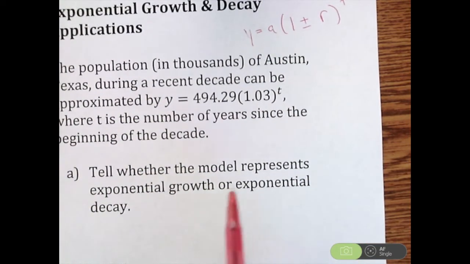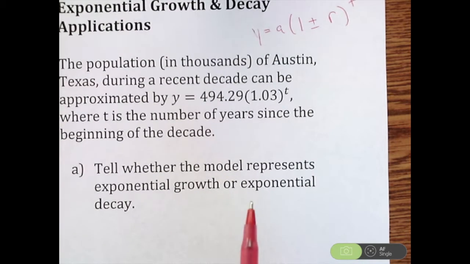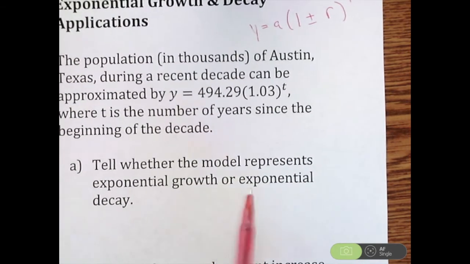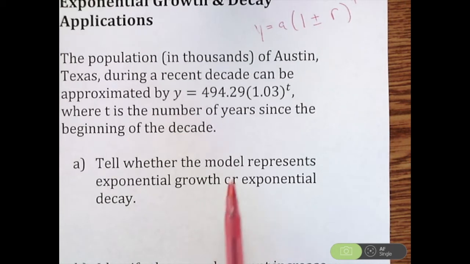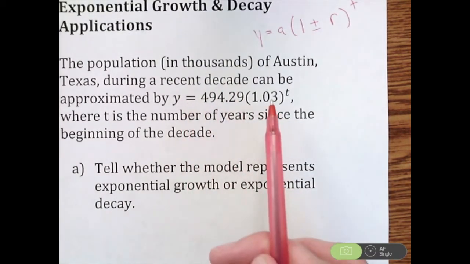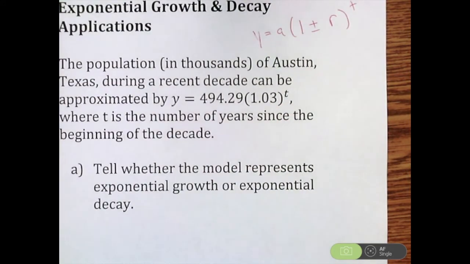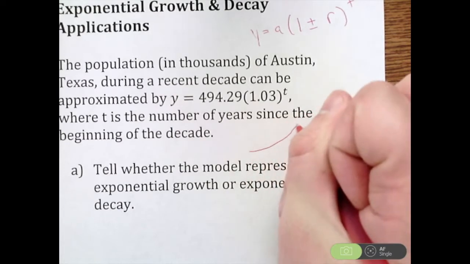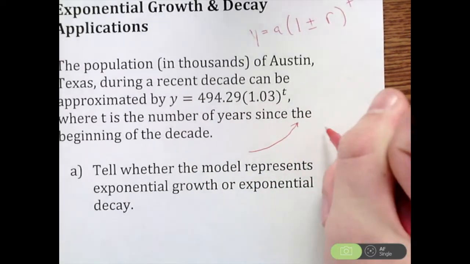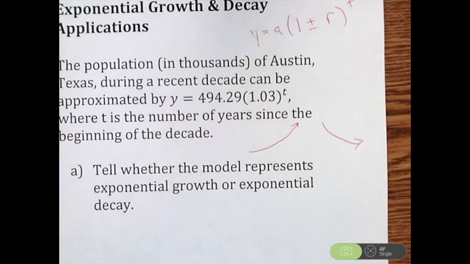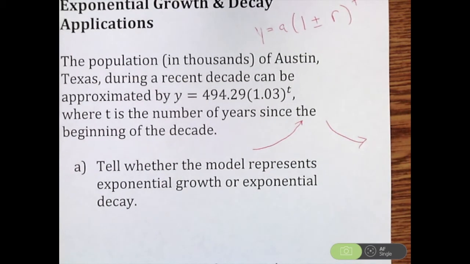So we need to tell whether the model represents exponential growth or exponential decay. There's two ways of going about doing this. One way is to use your graphing calculator, put an x there, graph it and just look at what the graph looks like. If it goes up from left to right, that's growth. When it comes down from left to right, that's decay. So that's one way you can easily tell.